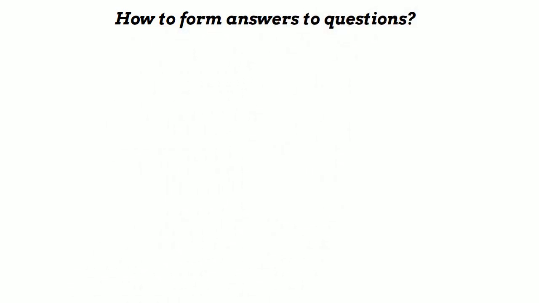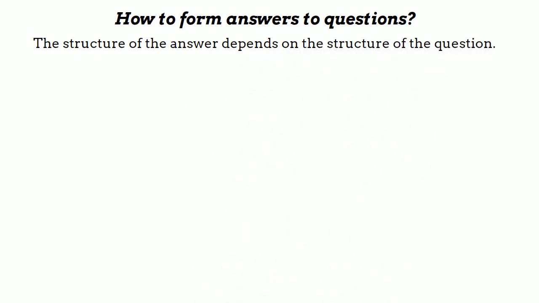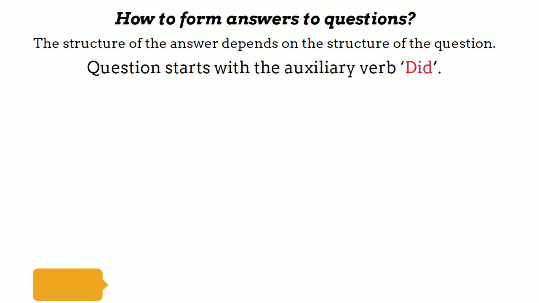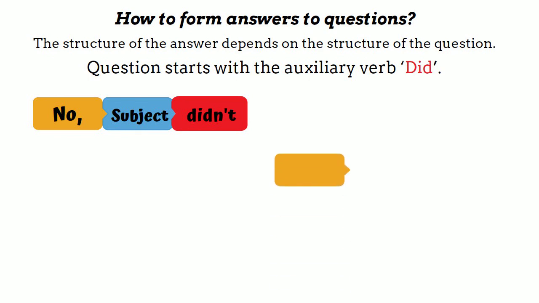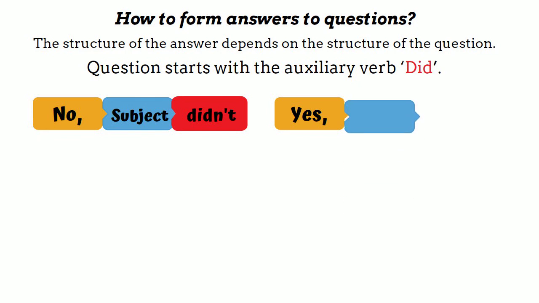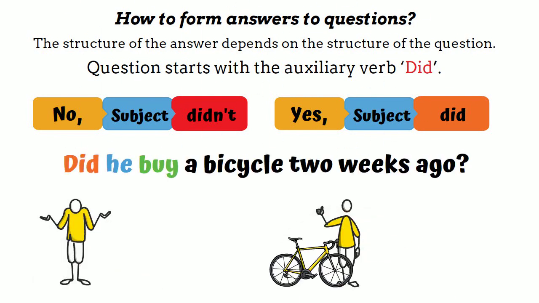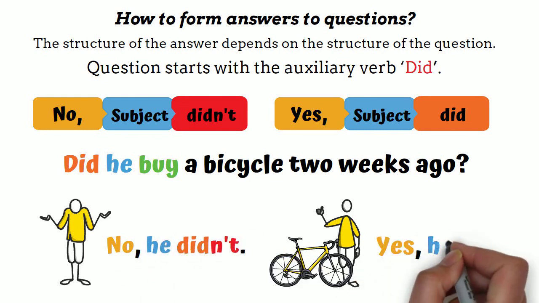Okay, let's now see how to form answers to these questions. The structure of the answer depends on the structure of the question. If the question starts with the auxiliary verb did, then the structure of the answer is no, subject, didn't, or yes, subject, did. Did he buy a bicycle 2 weeks ago? No, he didn't. Or yes, he did.